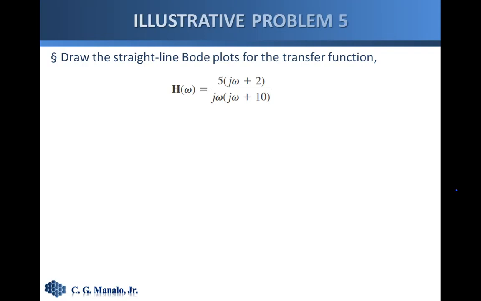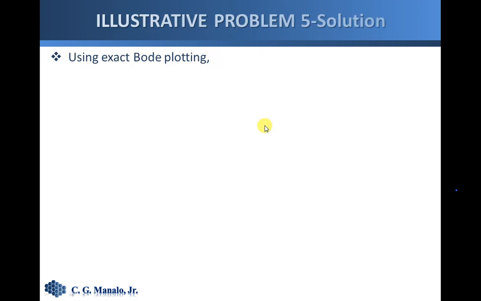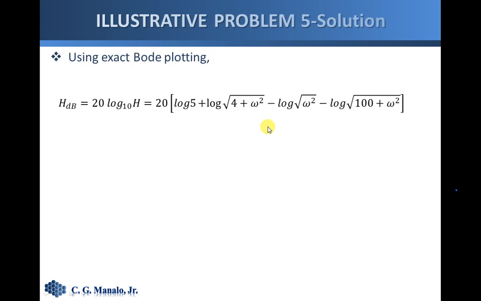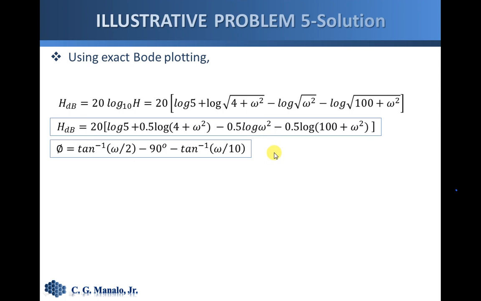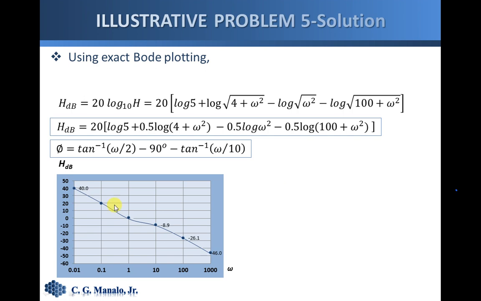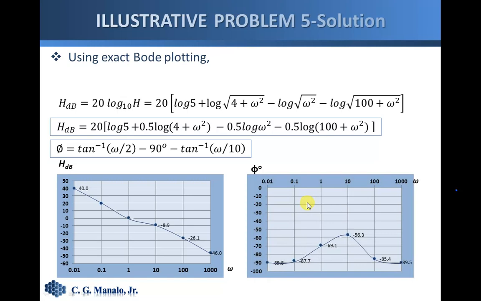So let's do another example. So let's say we have this transfer function. While doing the exact plot for comparison, let's first do an exact plot. So this will be the exact plot for the magnitude of this transfer function, and this will be the phase Bode plot.